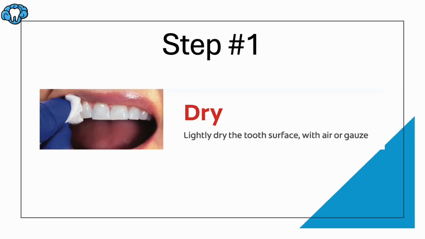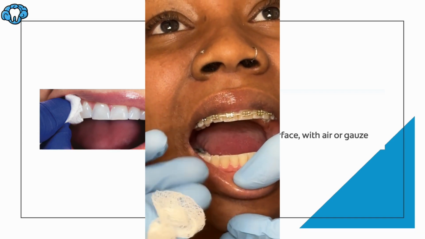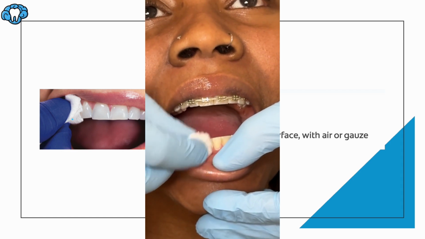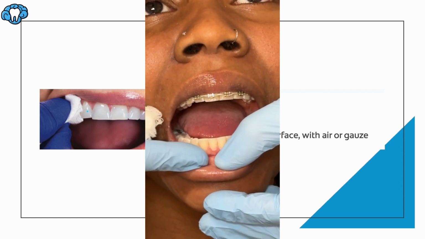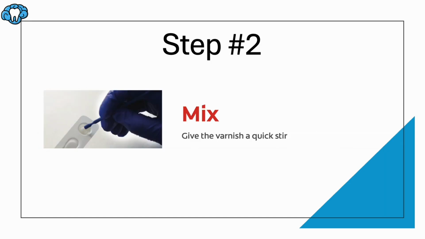So let's go step by step. Step number 1 of applying this varnish is to clean, wash, and dry the tooth surfaces with air or gauze. Why do you want to do this? Well, the fluoride varnish adheres best to a dry surface. Moisture that's already present on the tooth from saliva or water can dilute the varnish as it's being applied and reduce its ability to stick to the enamel effectively.